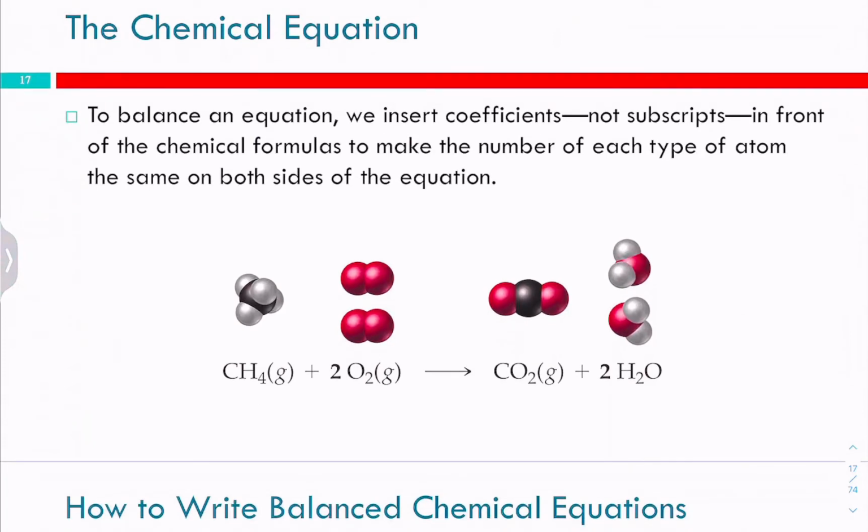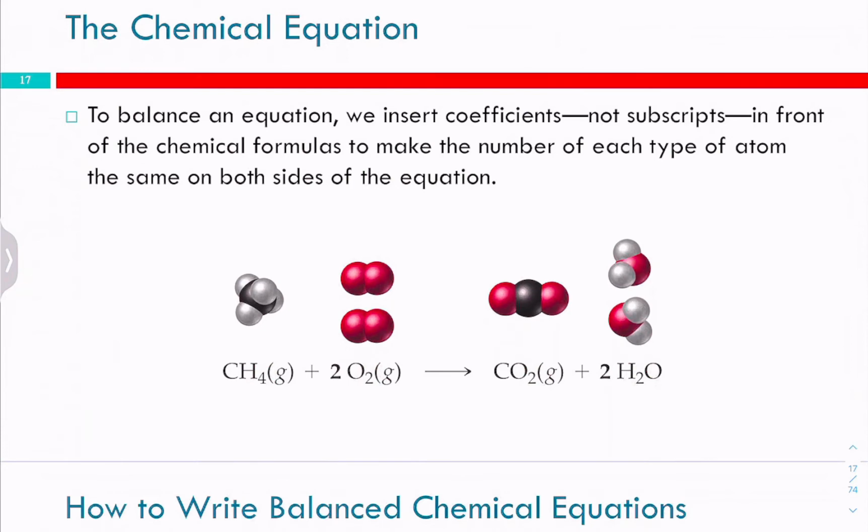So when we're balancing a chemical equation, we insert coefficients and not subscripts in front of the formulas to make the numbers of each type of atom the same on both sides of the equation. If we change the subscripts, if we change these numbers, then we are actually changing that type of atom, and it becomes a different molecule.